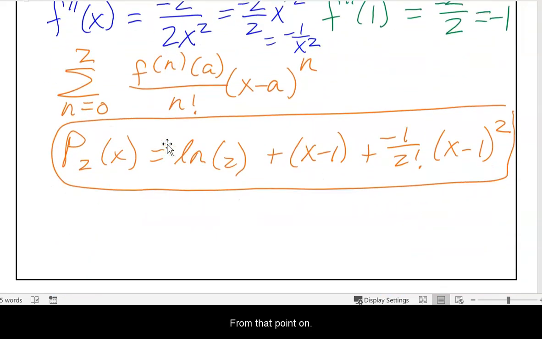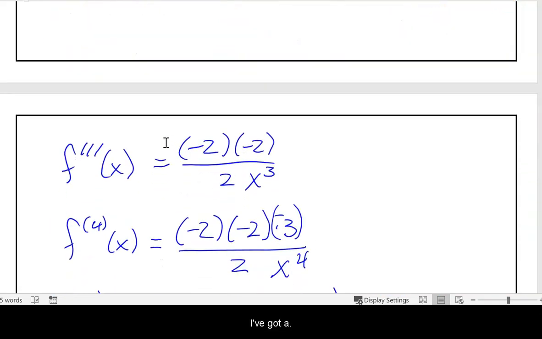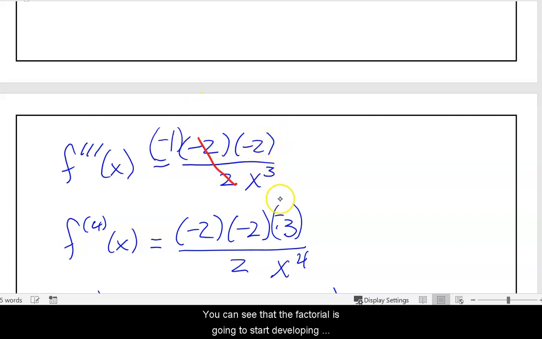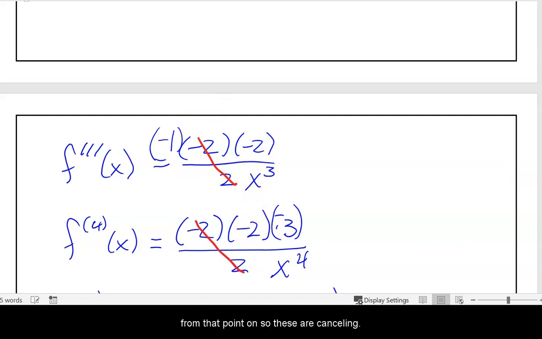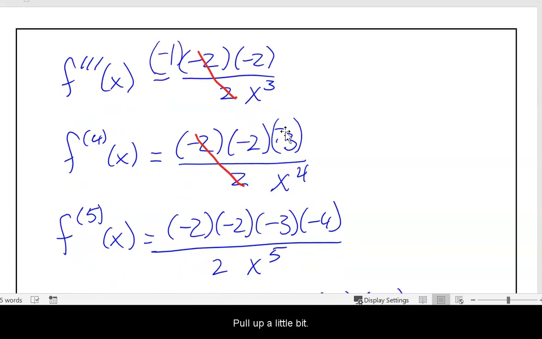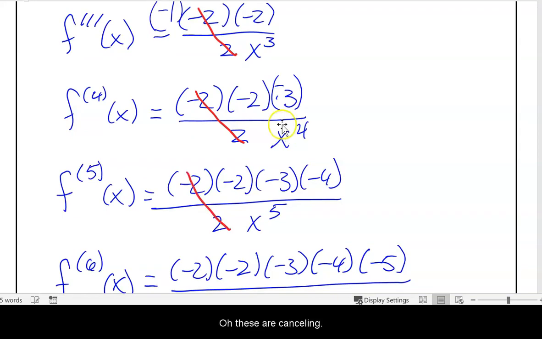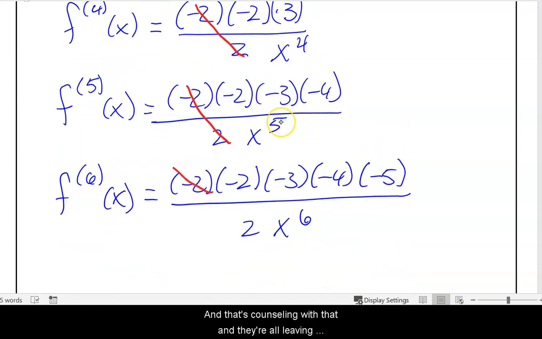But from that point on, I've got a factorial that's developing. So again, I've reduced this and it's left behind a negative 1. And then you can see that the factorial is going to start developing from that point on. So these are canceling. Let me see what else is canceling. Scroll up a little bit. So these are canceling, and that's canceling with that. And they're all leaving behind those negative 1s.